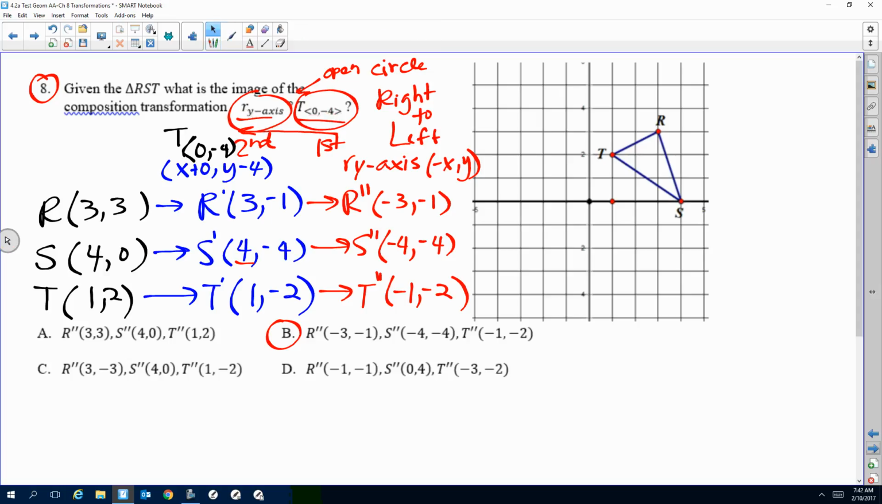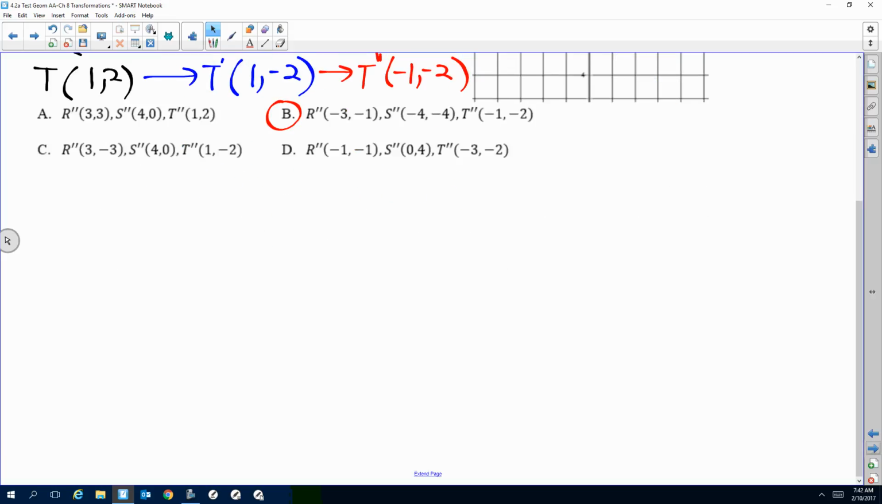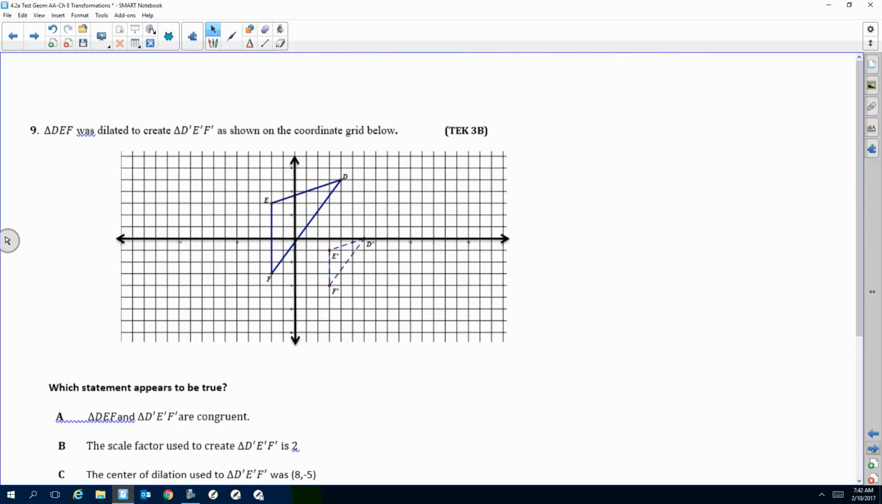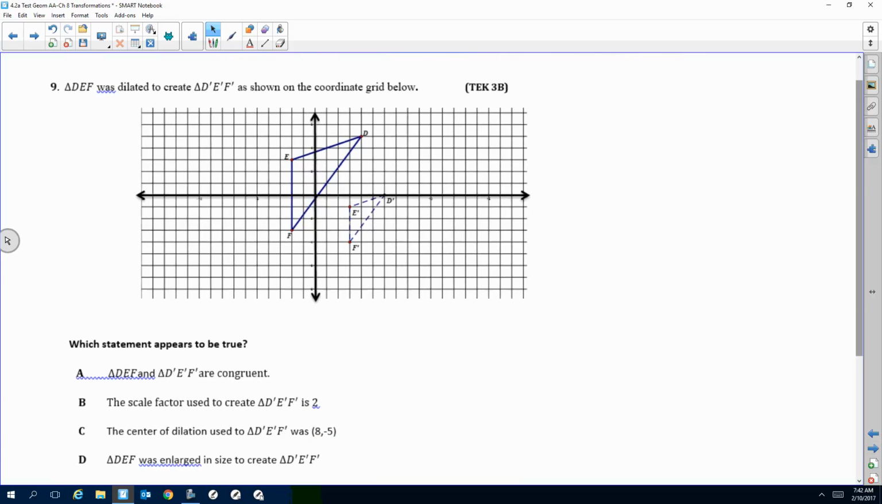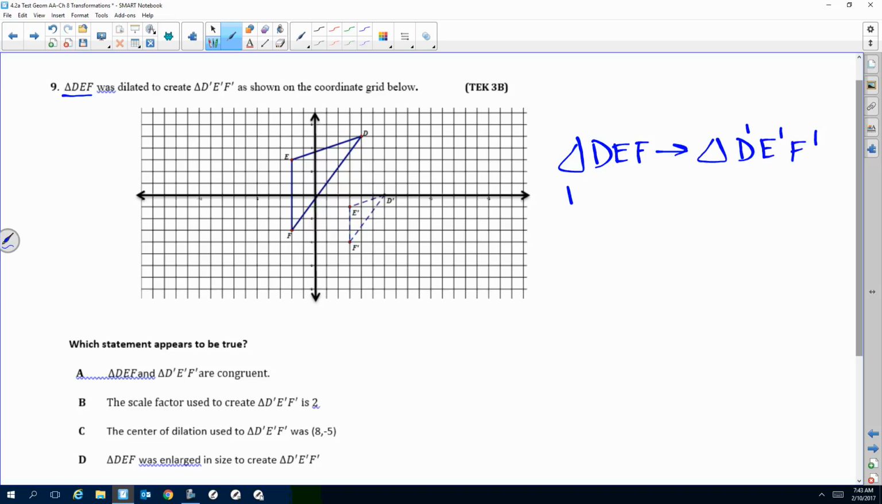And we're going to see number 9 again, because we know you can do a better job at reading and problem solving, okay? We have a dilation here. It tells us that we're going from triangle DEF to triangle D prime, E prime, F prime. So here's our pre-image. This is our image. Or if you want to talk about it like this is the original, this is the new, okay?